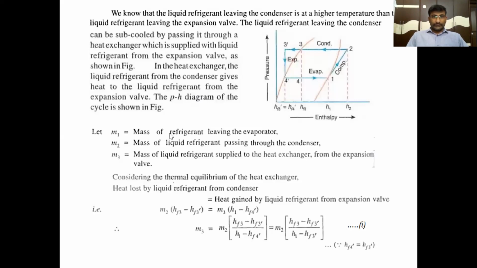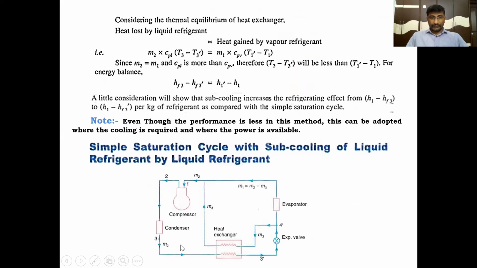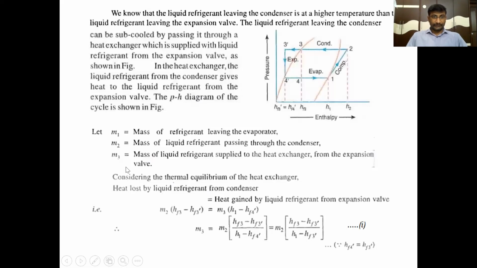Let M1 be the mass of refrigerant leaving the evaporator, M2 the mass of liquid refrigerant passing to the condenser, and M3 the mass of liquid refrigerant supplied to the heat exchanger from the expansion valve. This is the diverting amount of refrigerant. Here it is mixed again with M1. M2 is the total amount, M3 is the diverted amount, and M3 mixes with M1, and the total amount is sent to the compressor. Clear? So M1 plus M3 is equal to M2.